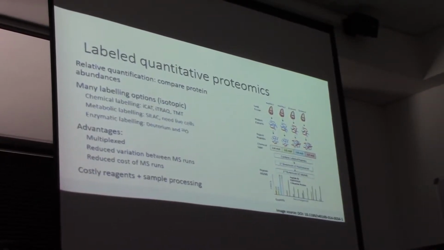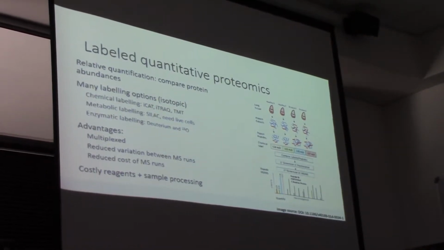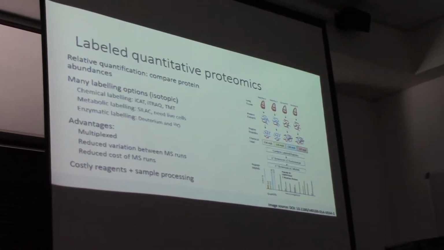You can do iTRAQ, isobaric tagging for relative and absolute quantification. That's what I used in my PhD, and you can use a tandem mass tag. There are other types of tags. These are the more commonly used ones. I'm trying to keep it simple on the slides.